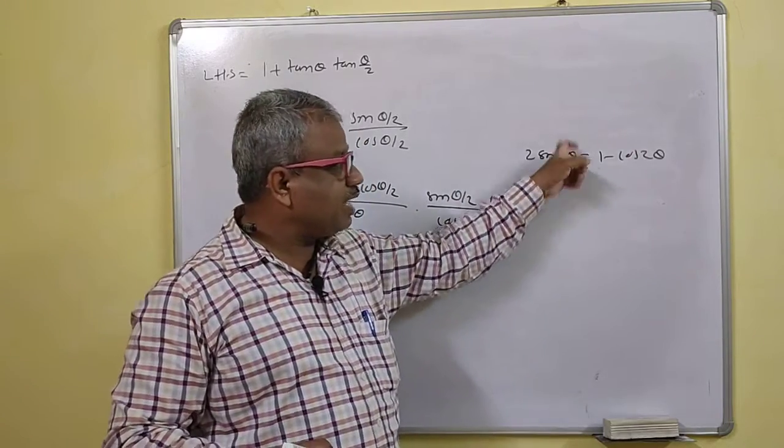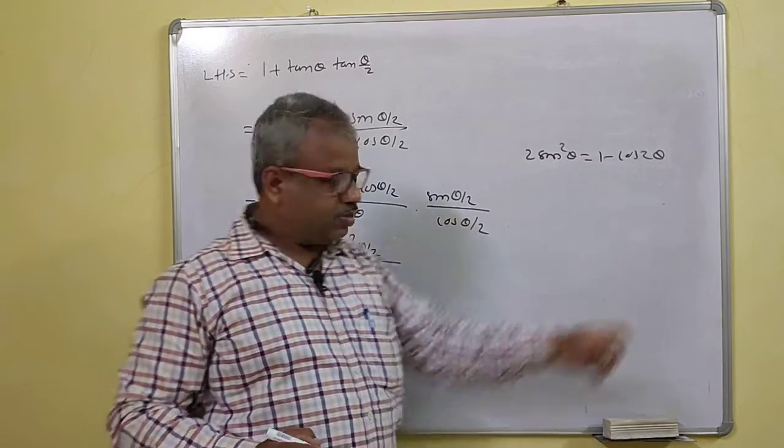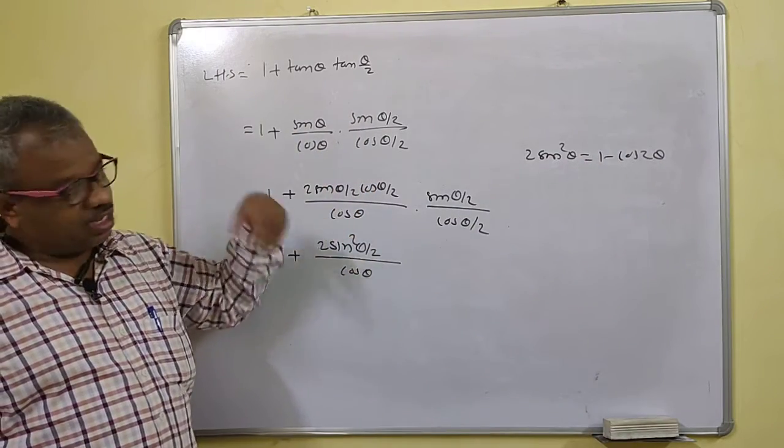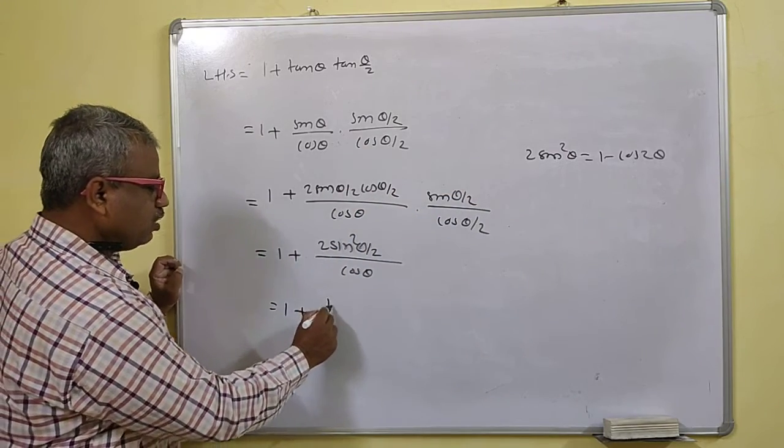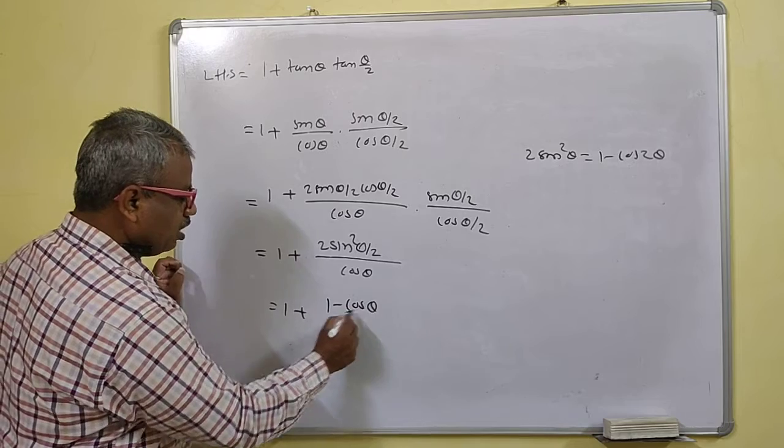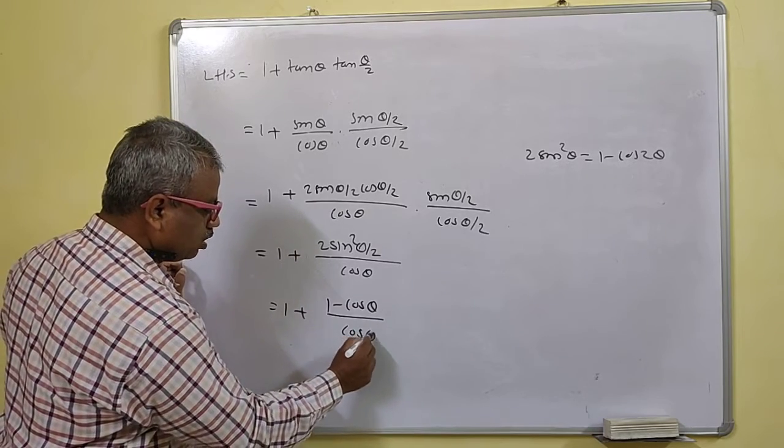So that means if theta is there, the angle will be double here. Now here the angle is theta by 2. The angle will be double, so this will become theta now. So how can we write this? 1 plus (1 minus cos theta) upon cos theta, right?